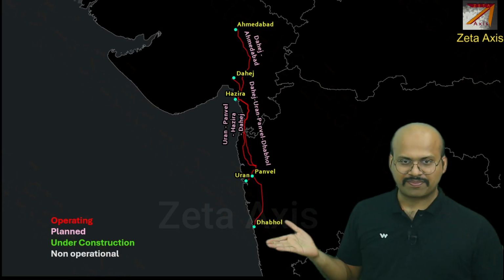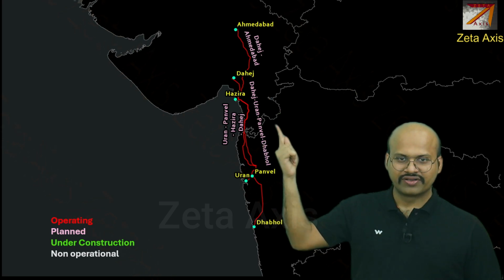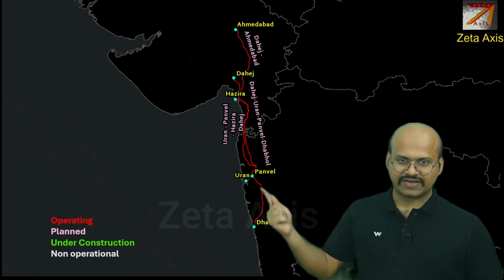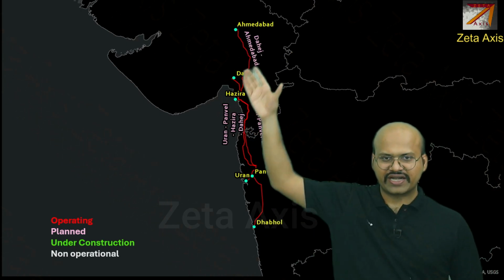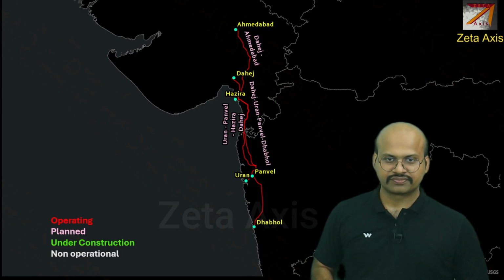Here is the pipeline that we are talking about. Here you can see that there is the Dahej, Uran, Panvel, Dabhol pipeline. Here is Dabhol, then we have Uran, here is Panvel, Hazira and Dahej. So there are networks of pipelines which are connecting the western coast.